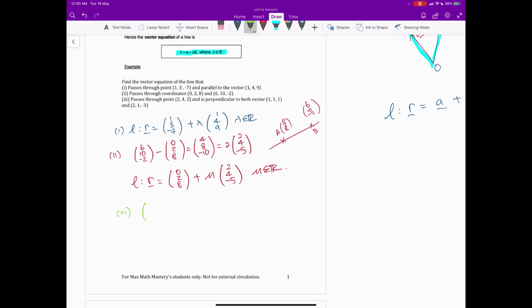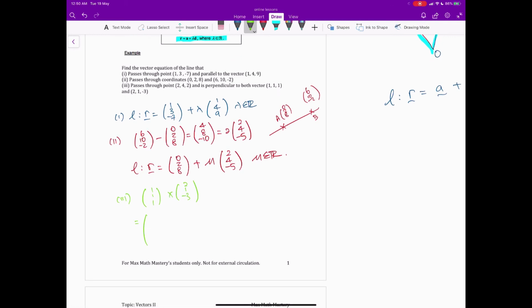So I'm going to take (1, 1, 1) cross with (2, 1, -3). Do a quick math. You should be able to get, covering the top, -3 - 1. Then the second row will be -3 - 2. And the last row will be 1 - 2. Further simplifying, I'll get (-4, 5, -1). So this will be the direction of the line. My line equation will simply be L: r equals a point that lies on the line, which is (2, 4, 2). Since I already used lambda and mu, I can use alpha as well: alpha (-4, 5, -1), where alpha is a real number.